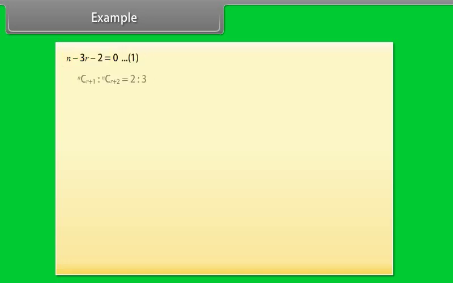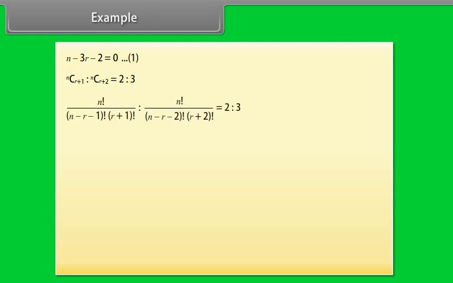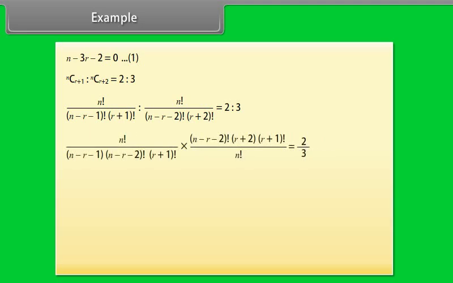Name it as 1. nCr+1 is to nCr+2 is equal to 2 is to 3. n factorial by (n minus r minus 1) factorial into (r plus 1) factorial is to n factorial by (n minus r minus 2) factorial into (r plus 2) factorial is equal to 2 is to 3. n factorial by (n minus r minus 1) into (n minus r minus 2) factorial, (r plus 1) factorial, multiplied by (n minus r minus 2) factorial into (r plus 2) into (r plus 1) factorial by n factorial is equal to 2 by 3.